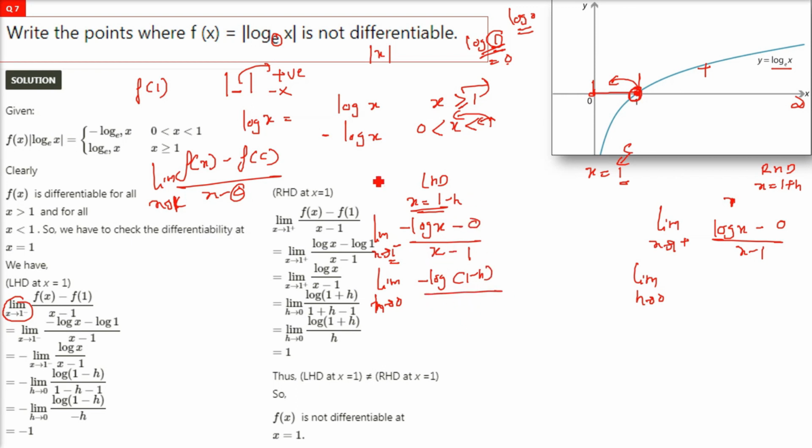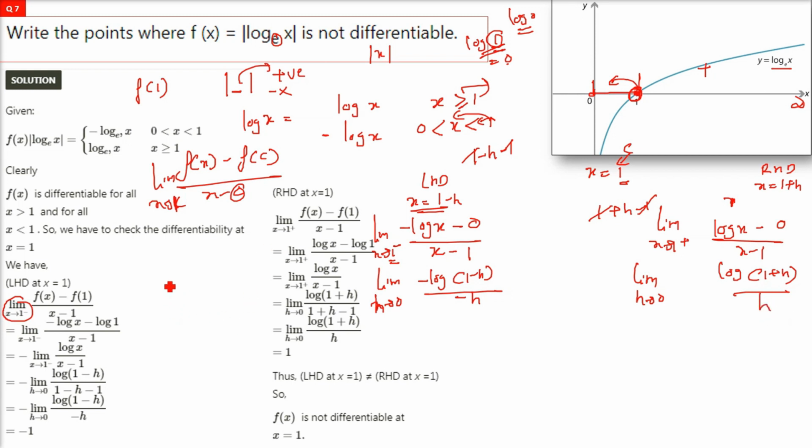And then this x has to be replaced by 1 minus h minus 1. The 1 gets cancelled, negative h it will be. Here in the log, in place of x, replace it by 1 plus h. In the denominator it is x minus 1, x is 1. So 1 plus h minus 1, the 1 gets cancelled, it is h.